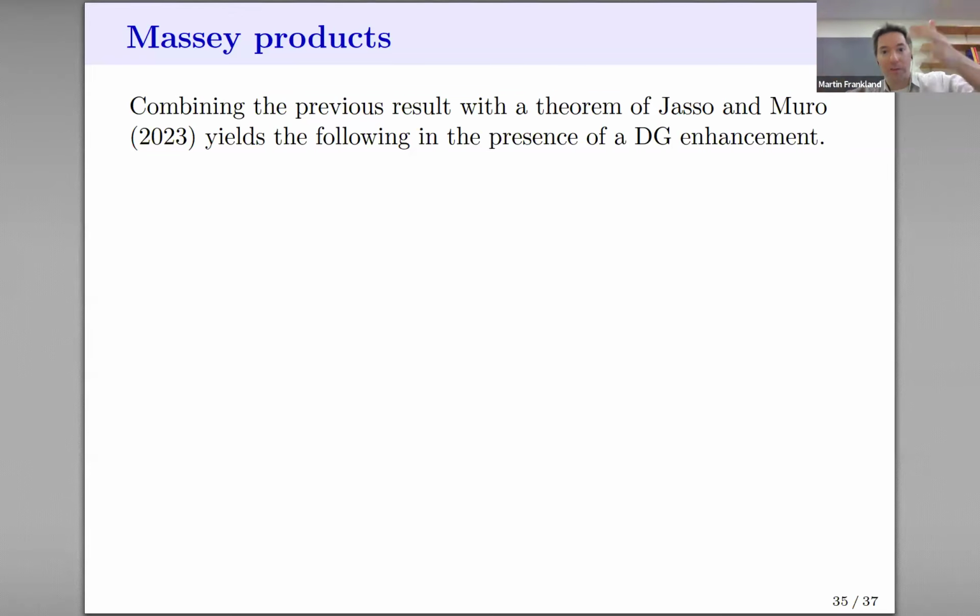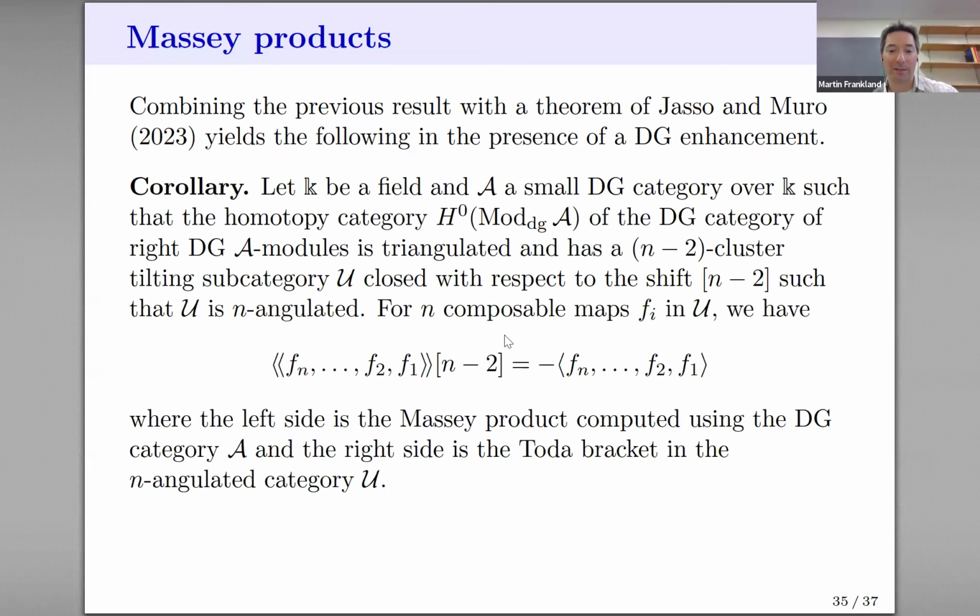Now you're in some chain complexes, some Hom complexes in a DG category. You can make sense of Massey products. Or you can use the higher Toda brackets using the triangulated structure, and they show that those are equal up to a sign. That's the Massey equals Toda. So by combining that with our theorem saying that higher Toda equals longer Toda, well, we get this formula.